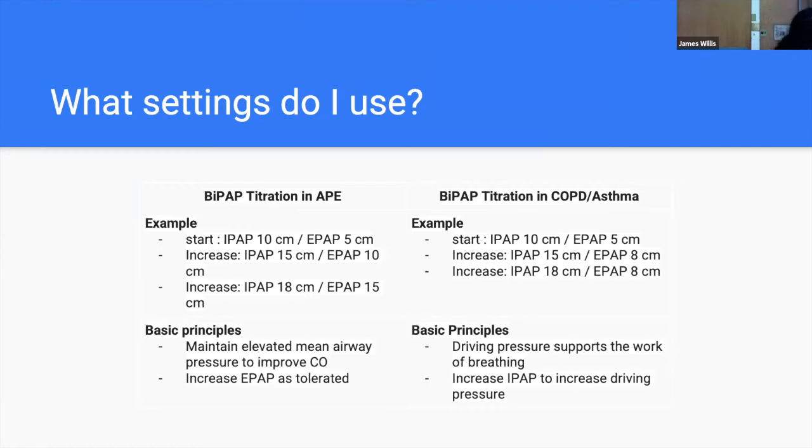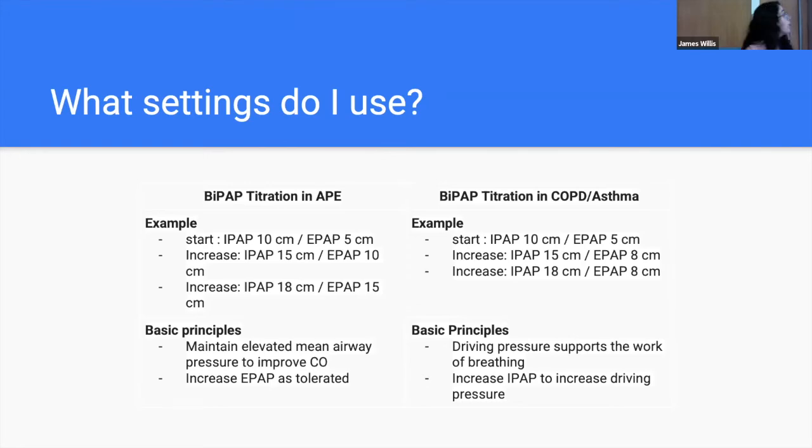So here we see an example of titrating your BiPAP settings. I saw a lot of examples there, none of them were particularly different, so that's why I just chose to use this one. But the basic idea is that you're increasing your EPAP, okay? And keeping your driving pressure relatively narrow and unchanged.